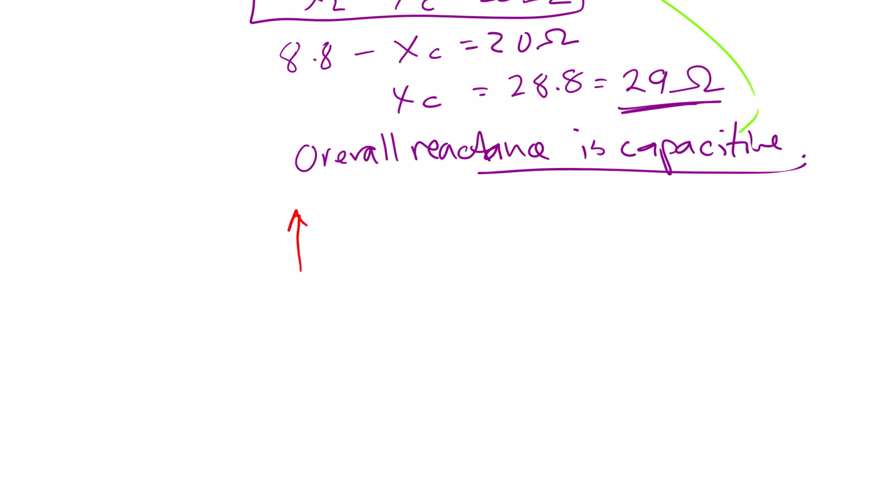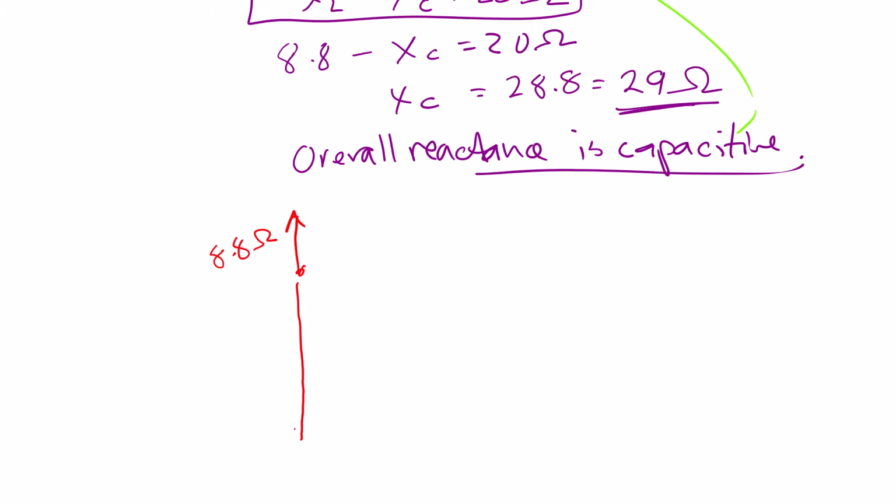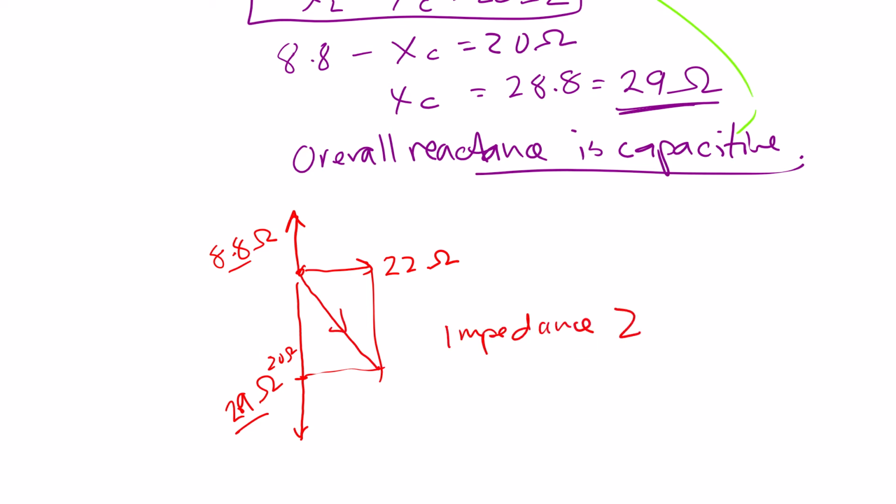We've got the inductive reactance to be 8.8 ohm, and we've got the capacitive reactance to be 29 ohm, and a resistance of 22 ohm. So now we'll be able to say 29 minus 9 is about 20 ohm, and this then is the impedance Z, which we worked out at the very beginning as 30 ohm.